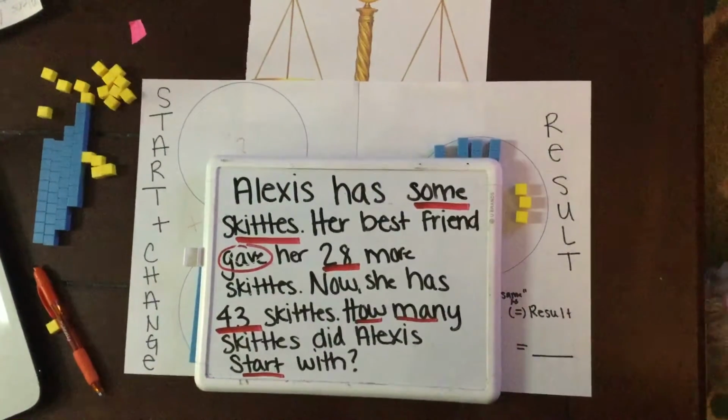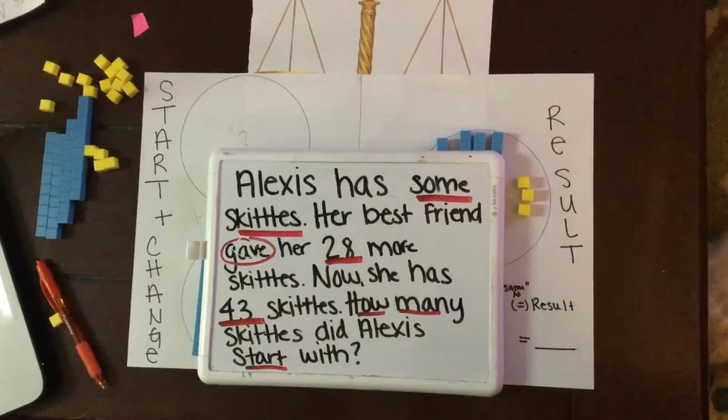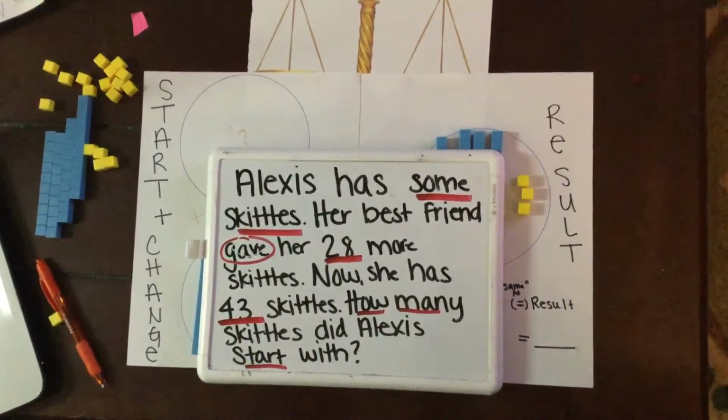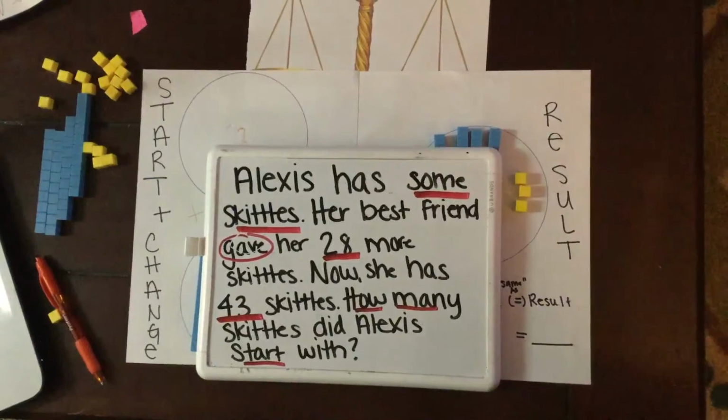For today's problem, Alexis has some Skittles. Her best friend gave her 28 more Skittles. Now she has 43 Skittles. How many Skittles did Alexis start with?